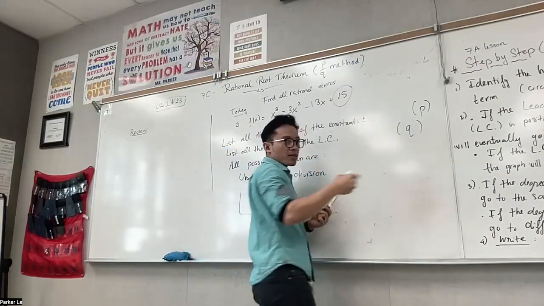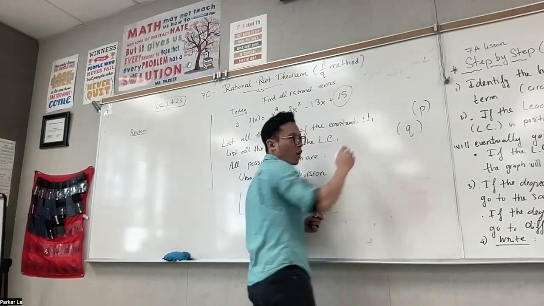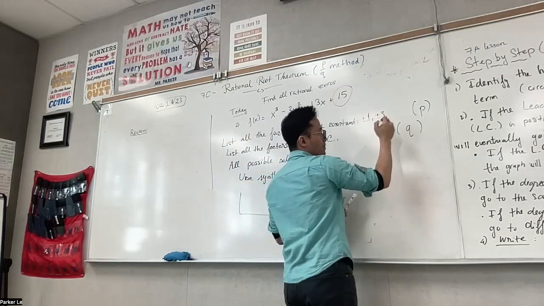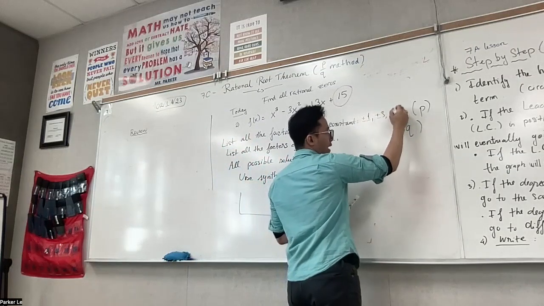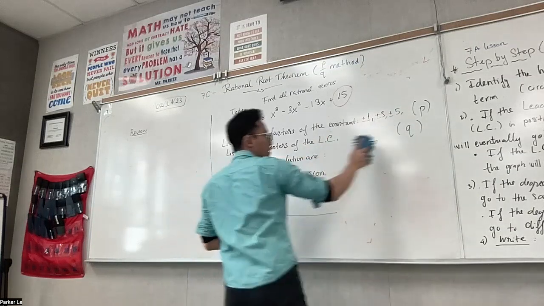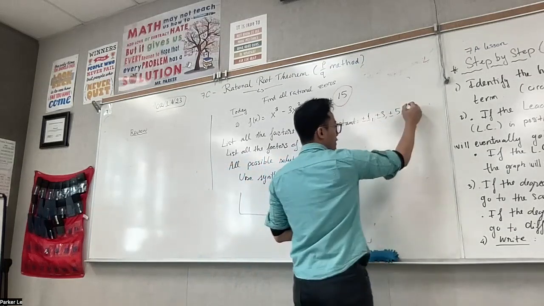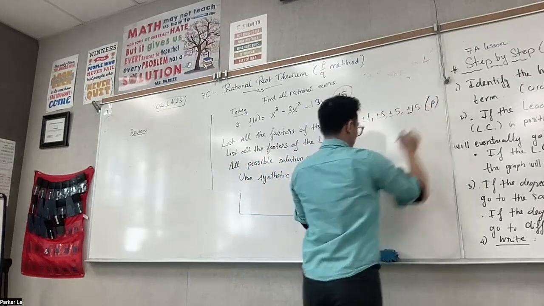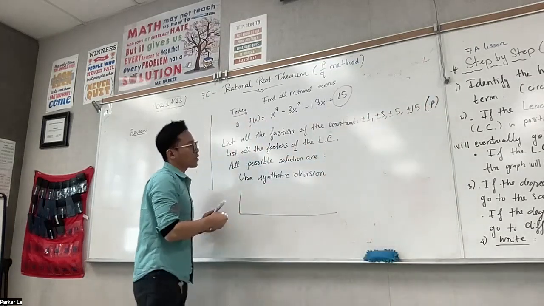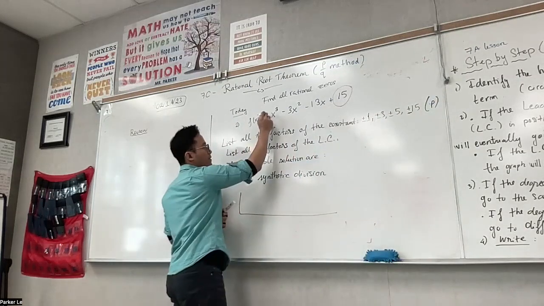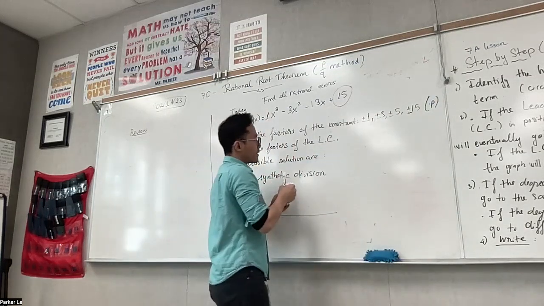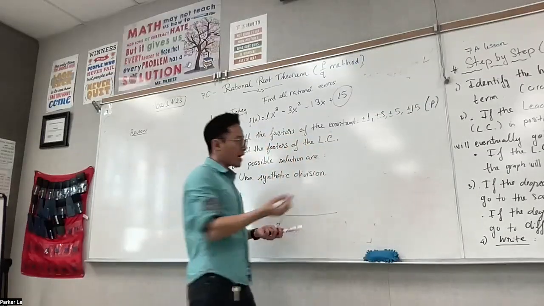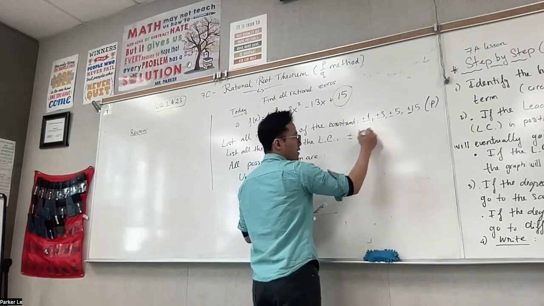Let's start from small numbers. So 1, right? They always have 1. Plus minus 1. What else? Plus minus 3. What else? Plus minus 5, and 15. Very good. Plus minus 15. All right, leading coefficient. What is the leading coefficient here? 1. All right. So what is the factor of 1? Plus minus 1.